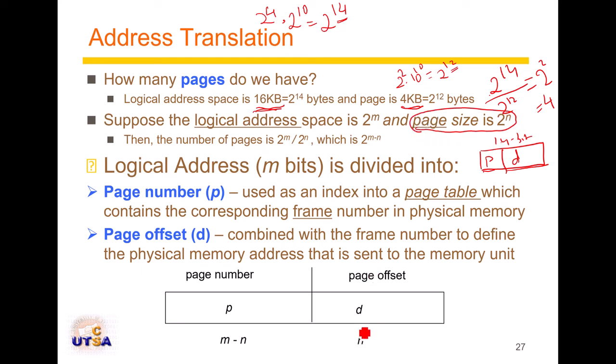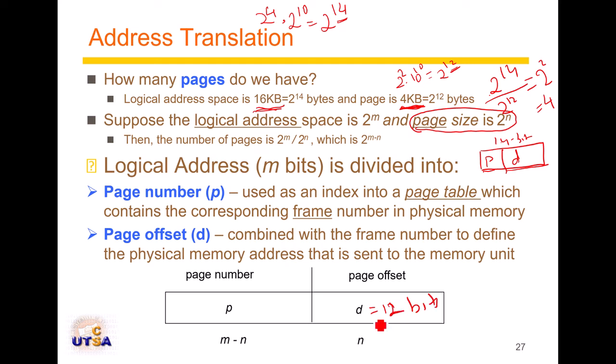So either it's going to be given to us, or we need to calculate this one through some other design choices. But let's say for now, if the page size is 4 kilobytes, then we know that we need 12 bits to represent every byte within the page. So in this case, the page offset n or the d should be 12 bits for our example.